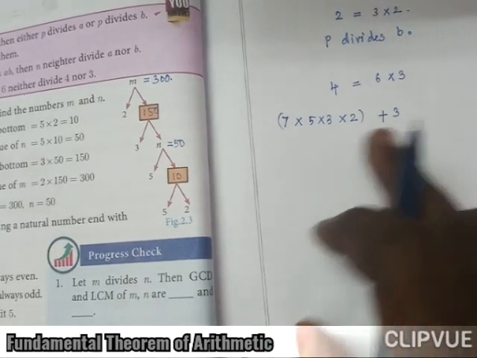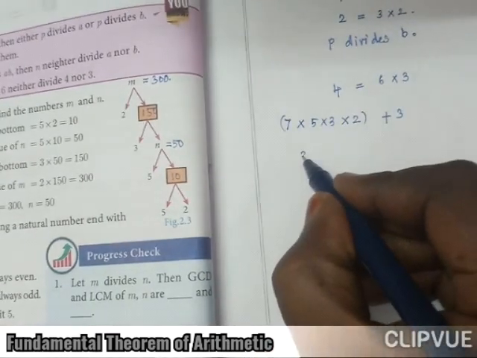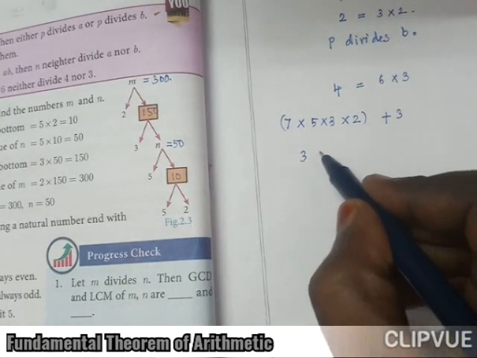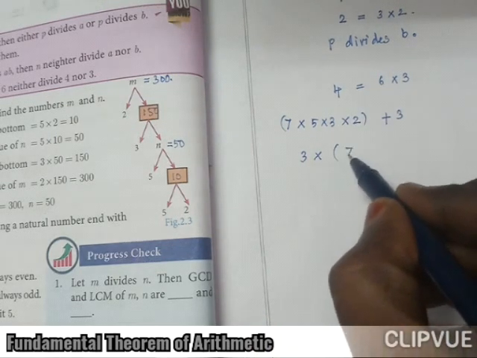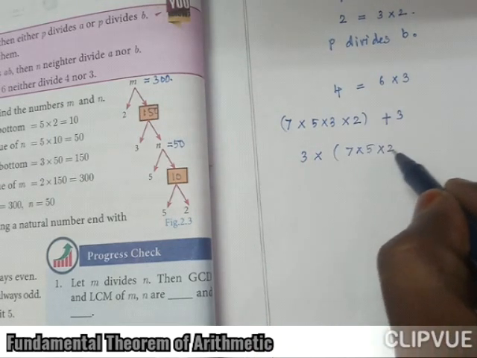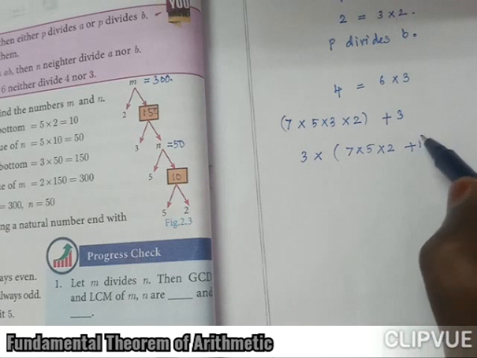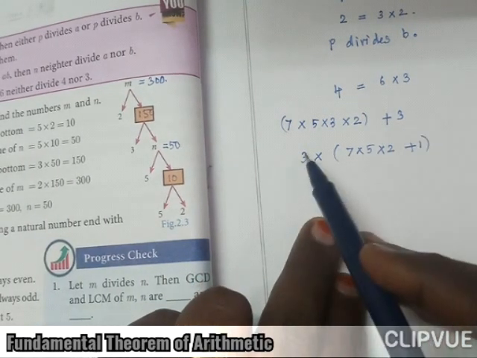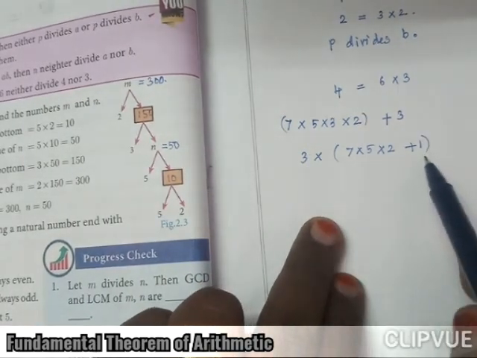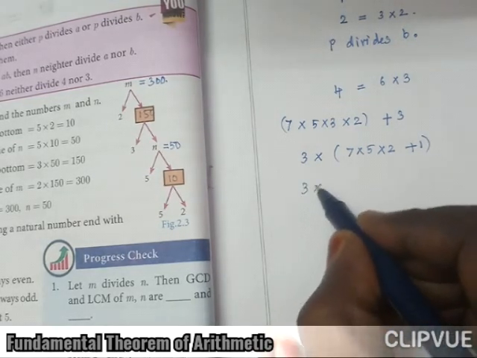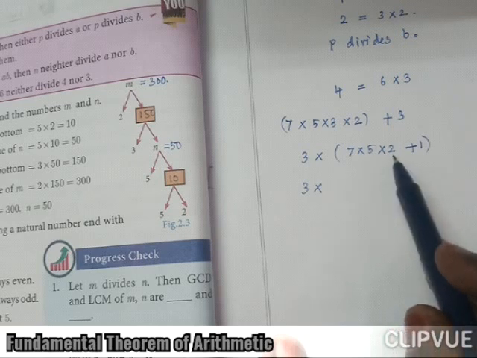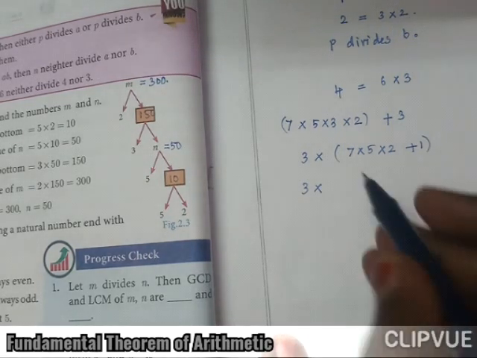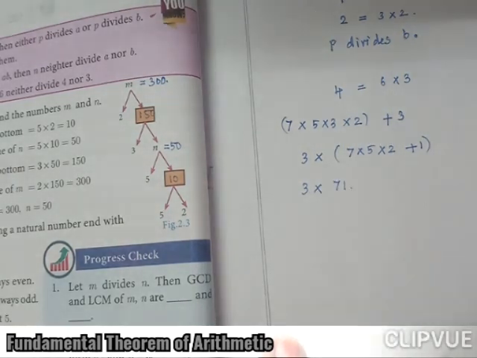There are two terms, first term and second term. From the first and second, 3 is the common factor. If you take that out, what do we get? 7 into 5 into 2 plus 1. Already we took the 3 out, so here 1 will be there. So 3 into the product: 7 into 5, 35; 35 into 2, 70; 70 plus 1, 71.